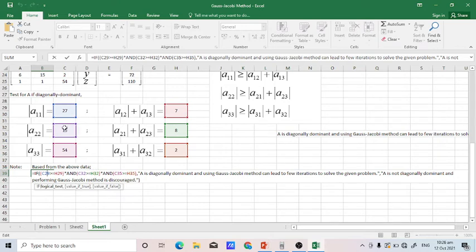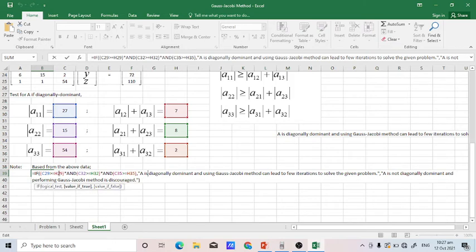And C32 is greater than or equal to, okay, C35 is greater than or equal to H35. So, tama. So, A is diagonally dominant and using Gauss-Jacobi method can lead to few iterations to solve the given problem. Pag na-satisfy yung tatlong condition. First condition, dapat itong first, no? Tapos itong second, itong third. Okay, the three conditions. And then, pag naging true na yon, type mo dito, okay, A is diagonally dominant. Ibig sabihin, value if true.